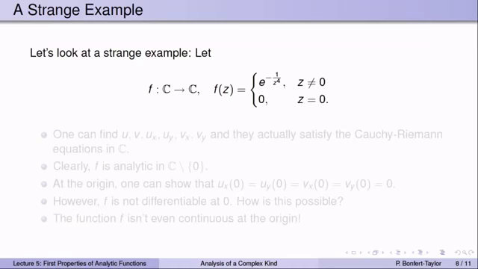Let's finish with a really strange example. The strange example is the function f that's defined in the whole complex plane by e to the minus 1 over z to the fourth for non-zero z values, and 0 at the origin. Clearly, 1 over z to the fourth is an analytic function, analytic wherever z is non-zero. So it's analytic in the complex plane minus the origin.